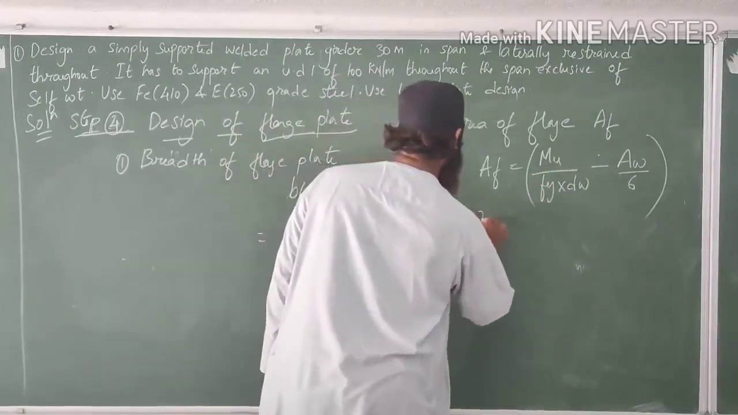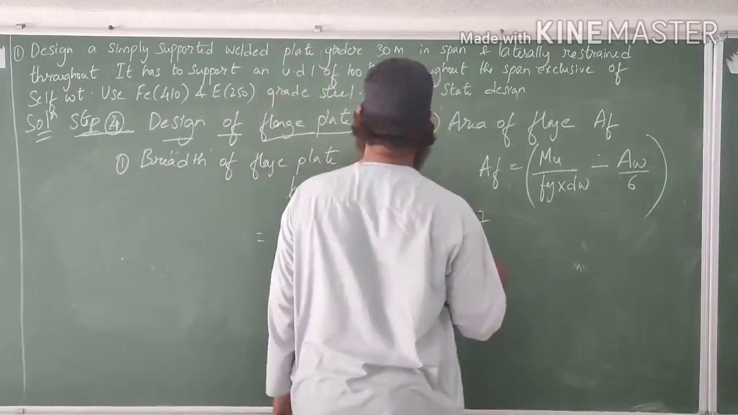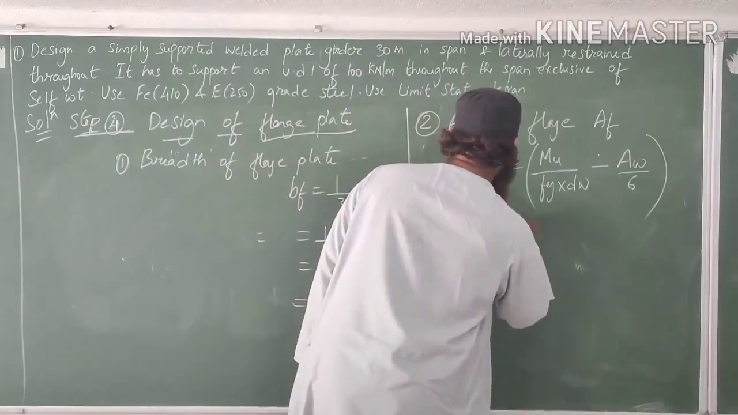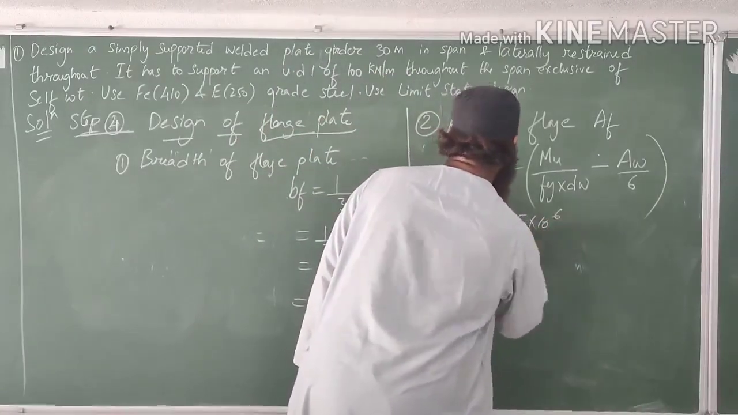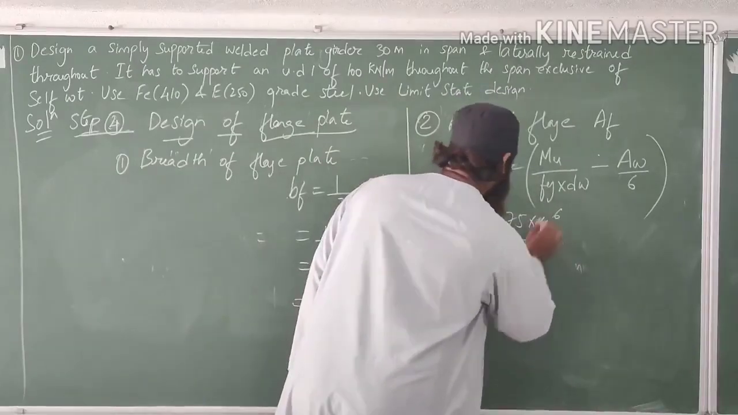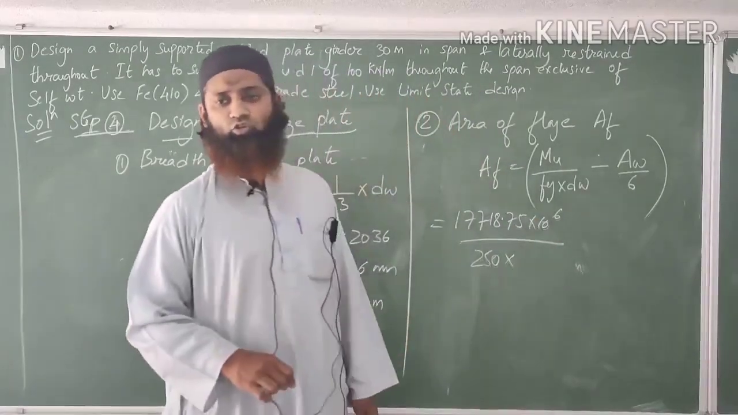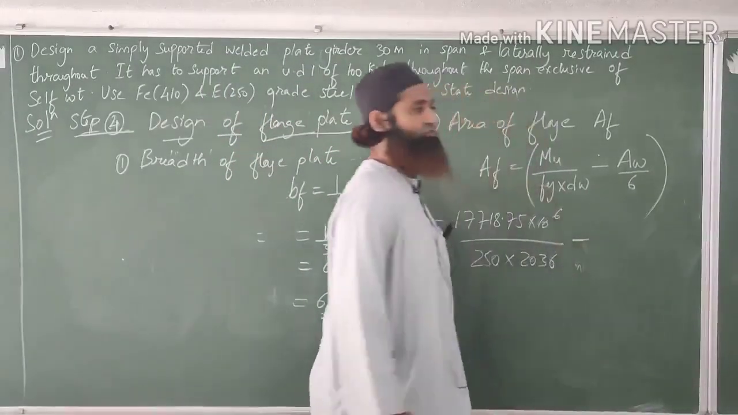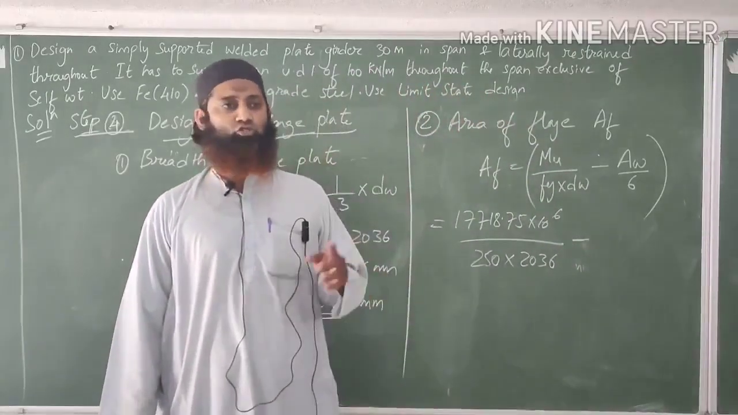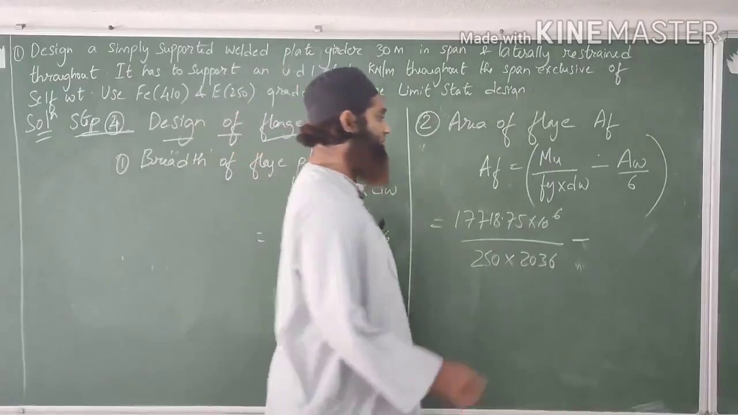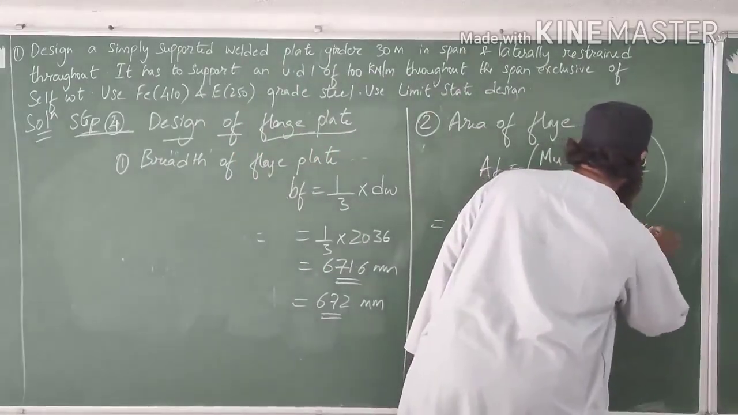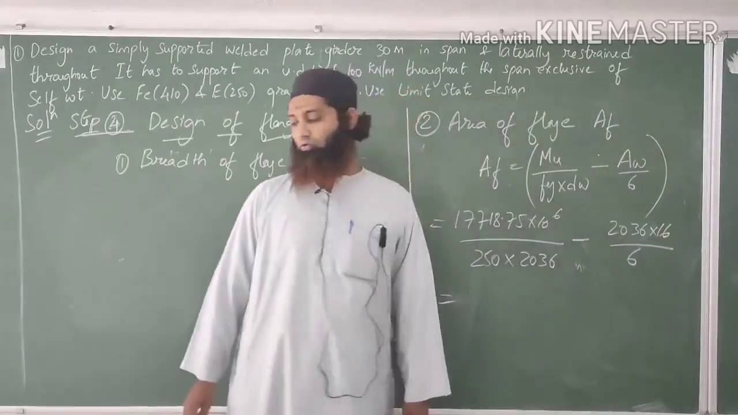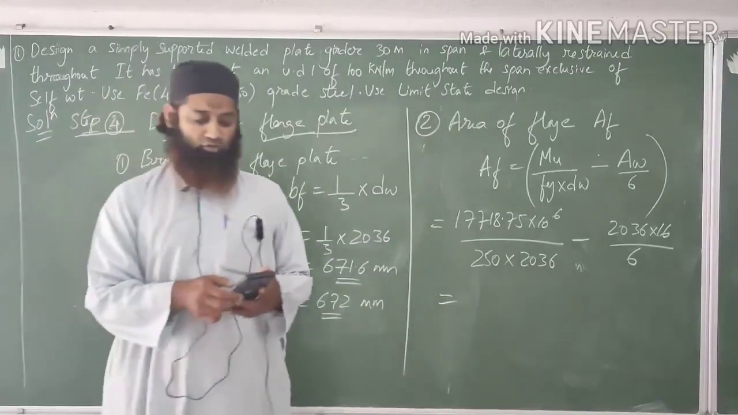The Mu value we know is 177.75 into 10 to the power of 6, by Fy, which is 250 as we know. dW is the depth of the web, which we are getting as 2036, minus the area of the web. Area of the web means the depth of the web, 2036, into 16 mm, which we had got, divided by 6. We'll just calculate this value. You can calculate it and tell me also what the value is.